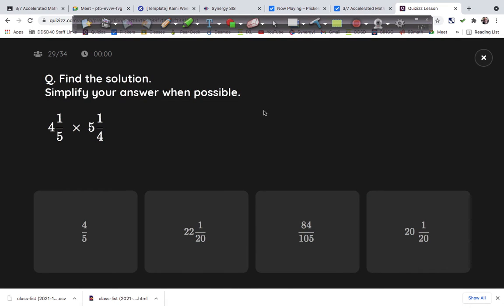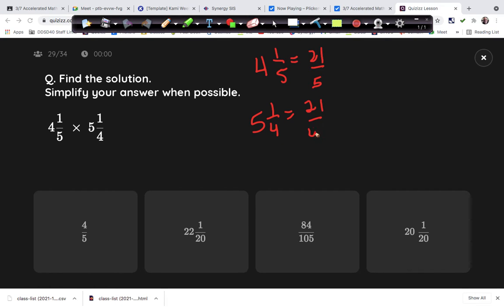Okay, the next problem that we did in class was 4 1/5 times 5 1/4. So that's 21/5 times 21/4. So 21 over 5 times 21 over 4. There's no shared factors between 21 and 4 or 5, so there's no simplifying. 21 times 21 is 441. 5 times 4 is 20.